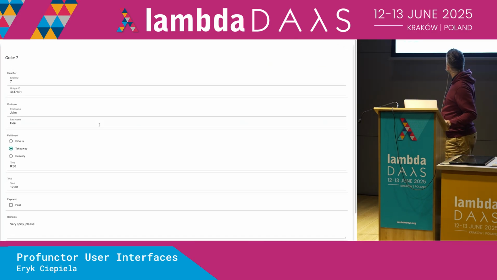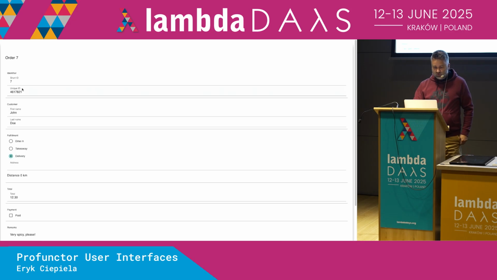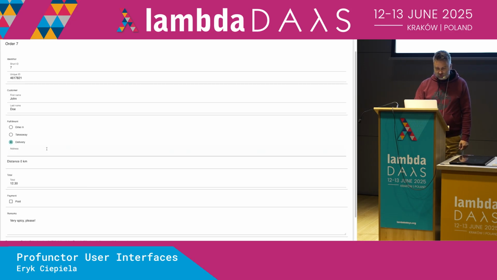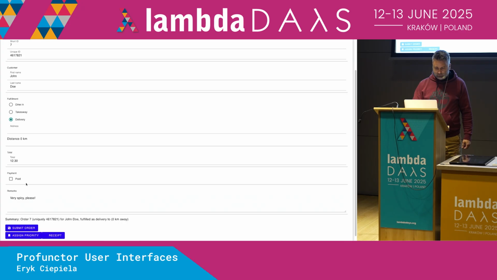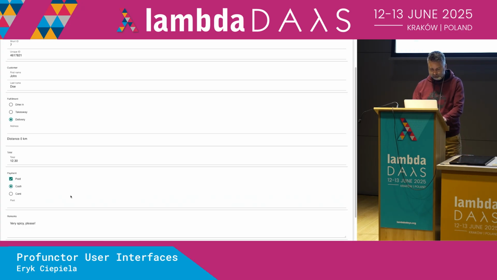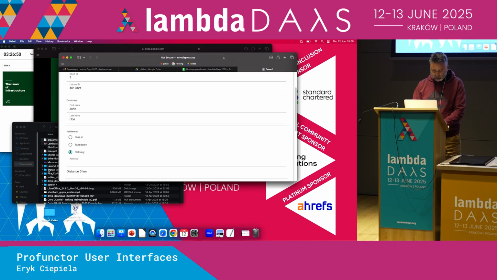So this is example UI. It's MDC. So we have input of different types. We use lenses and prisms to model the business logic of the form. We use basically all the features of the library.